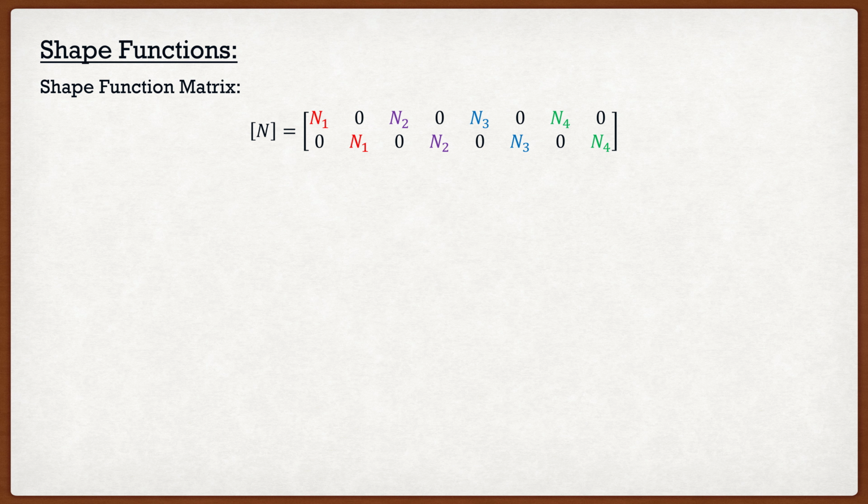And the process repeats. And this is, again, one of the major benefits of the finite element method in the fact that it's very repetitive. If I had additional shape functions, well, I just keep adding columns to this N matrix.